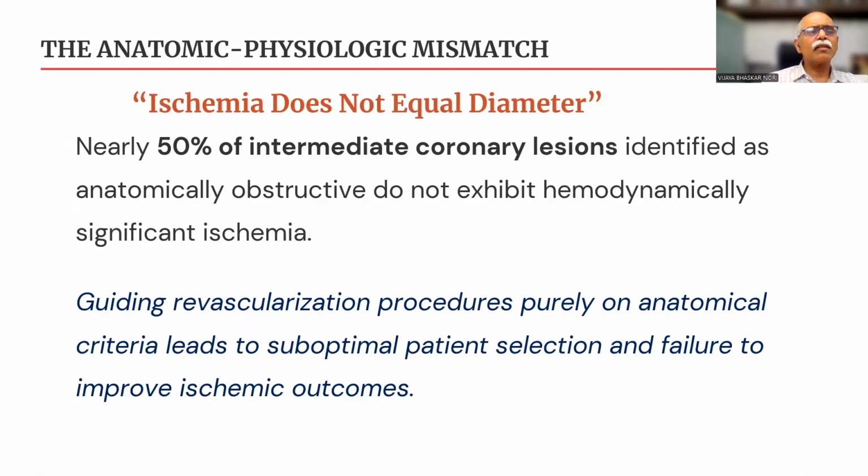Now we should understand that there is always an anatomic physiological mismatch. Ischemia does not equal diameter. Nearly 50% of intermediate coronary lesions identified as anatomically obstructive do not exhibit hemodynamically significant ischemia. Guiding revascularization procedures purely on anatomical criteria leads to suboptimal patient selection and failure to improve ischemic outcomes.